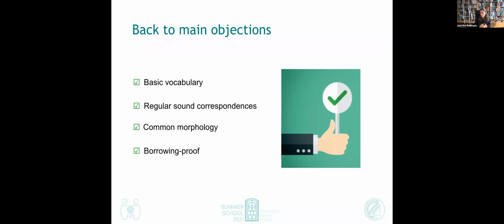So back to our main objections, we do find basic vocabulary, we do find regular sound correspondences, there is common morphology, and the evidence is relatively borrowing proof. So I think that there is a small core of reliable evidence relating the Trans-Eurasian languages as a valid genealogical grouping.